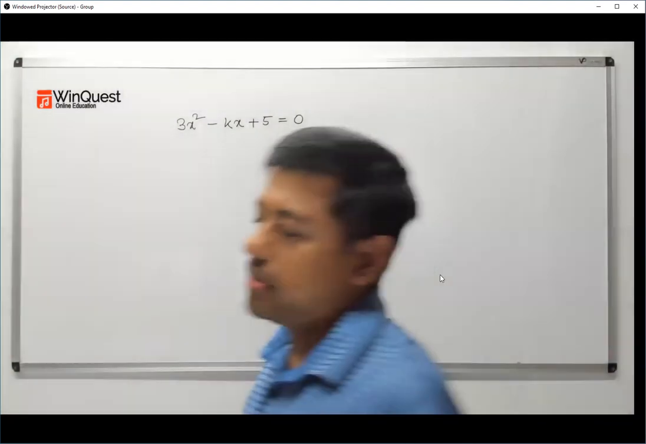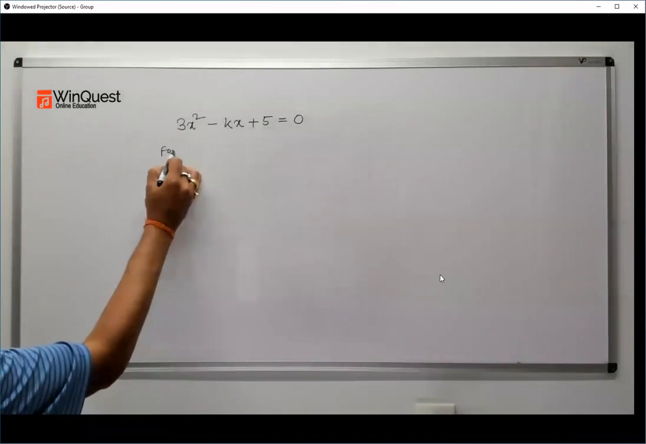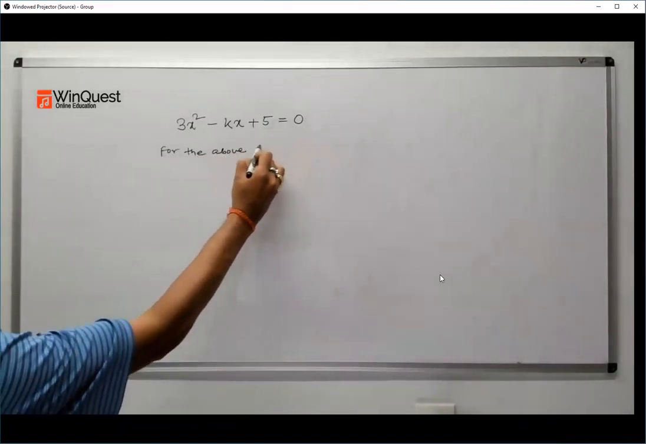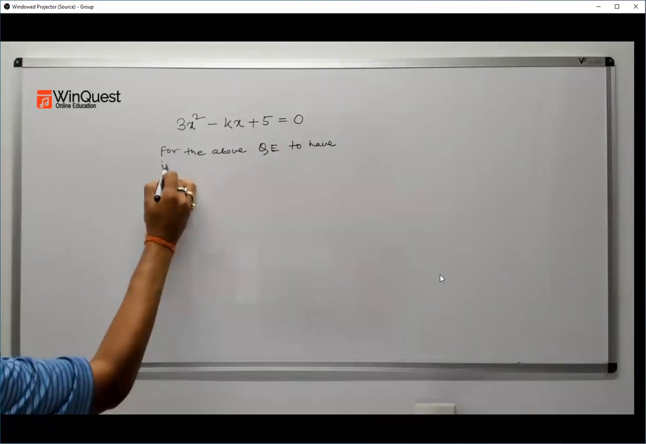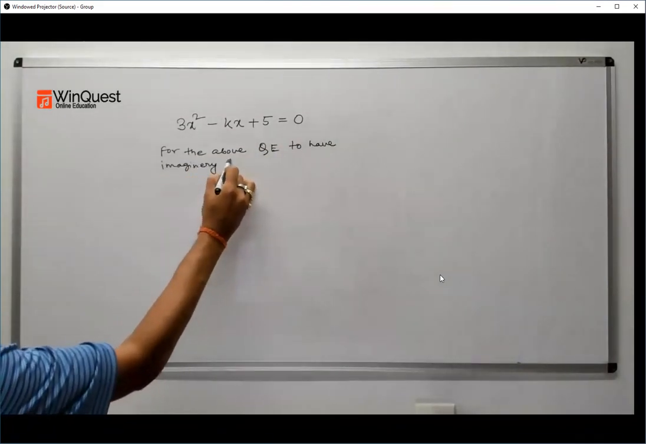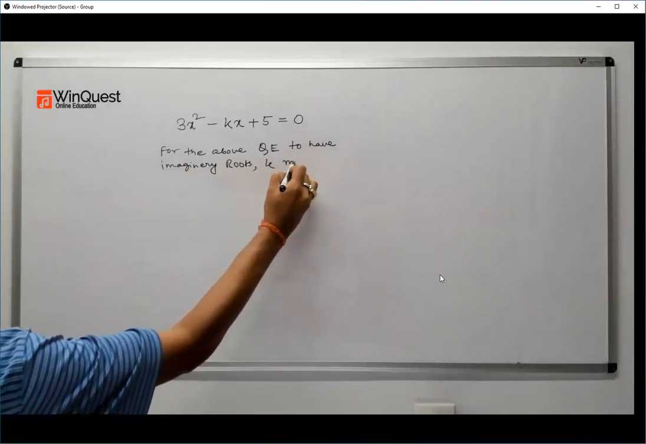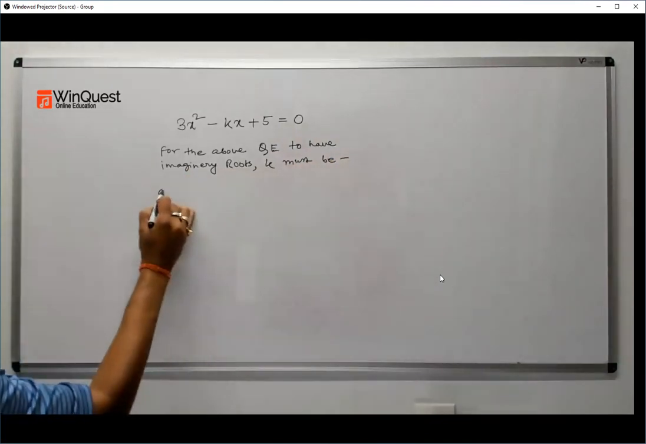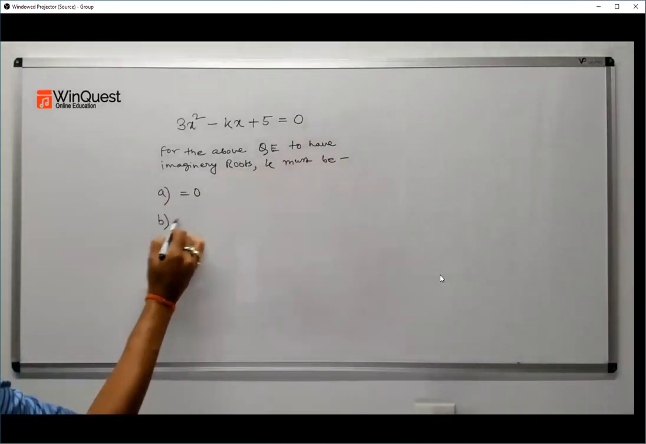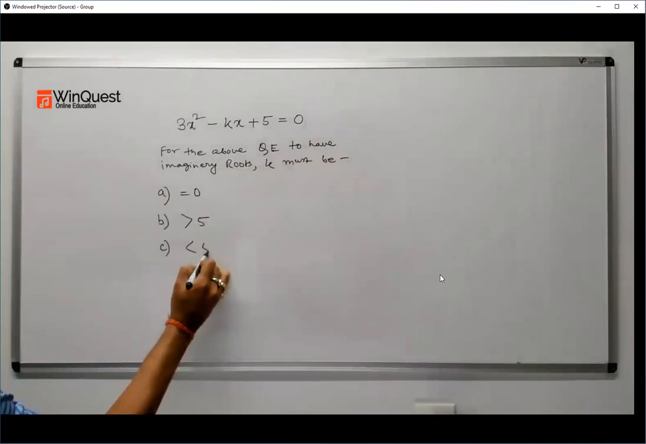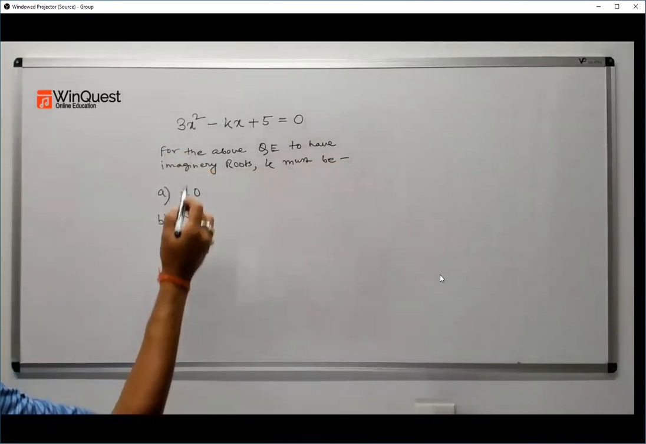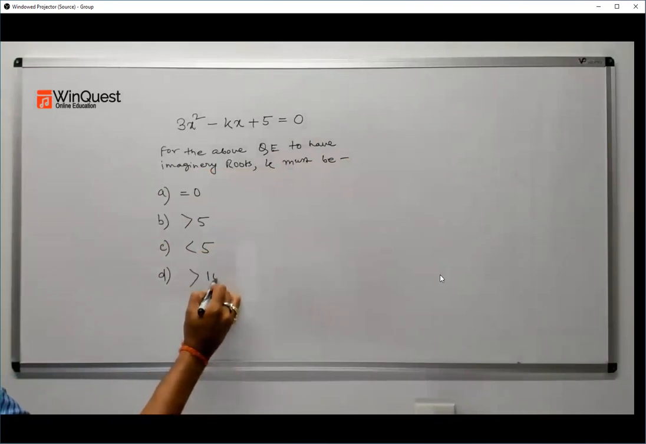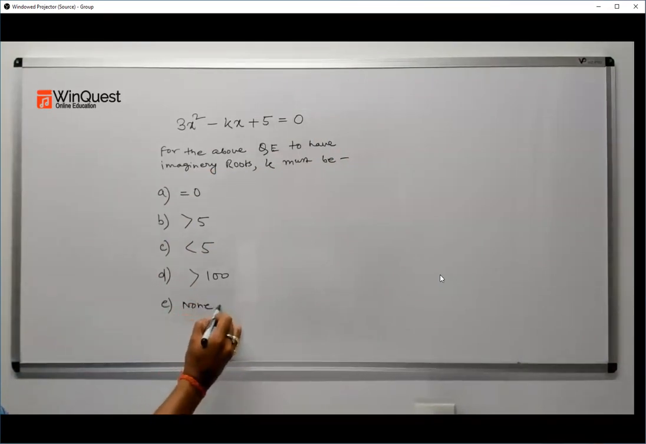Now, they will say for the above quadratic equation to have imaginary roots, k must be: A, equals 0; greater than 5; less than 5; B; greater than 100; and E, none of these.